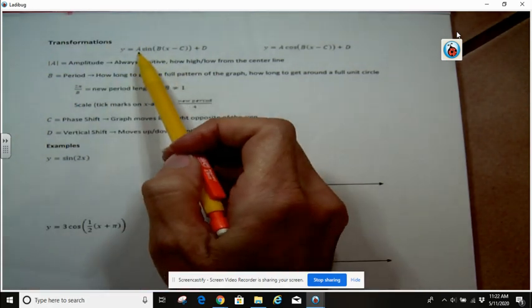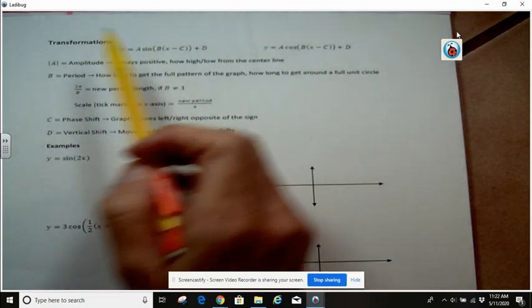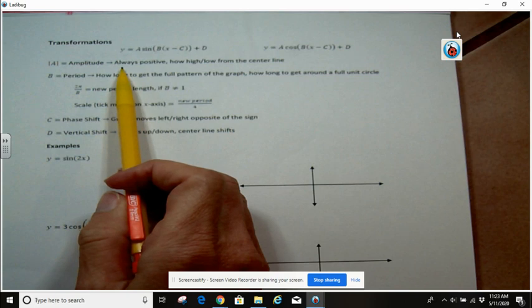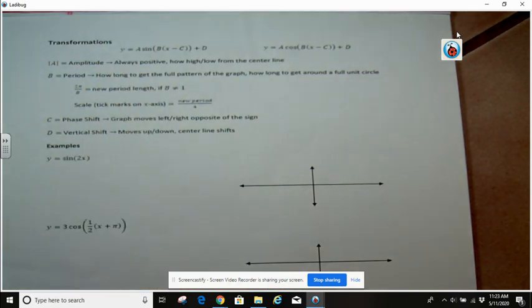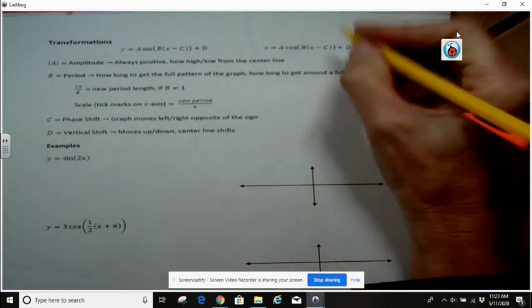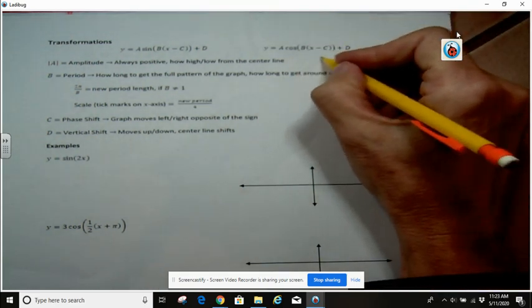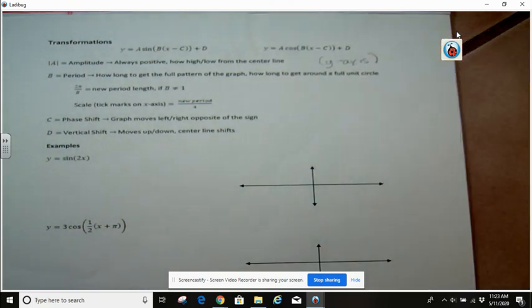A is going to be the coefficient on the trig function. That is the amplitude. Amplitude, you want to look at it as an absolute value because it is the distance away from the horizontal center of the graph. So a distance is always positive. This is going to affect the y-axis. The amplitude is going to tell us how the y-axis needs to get labeled.